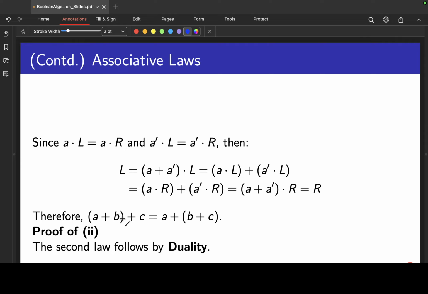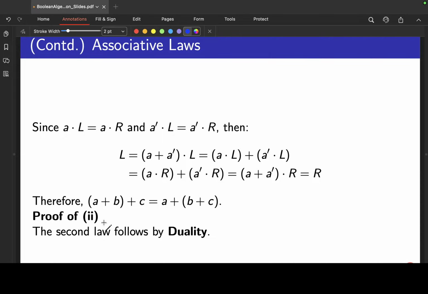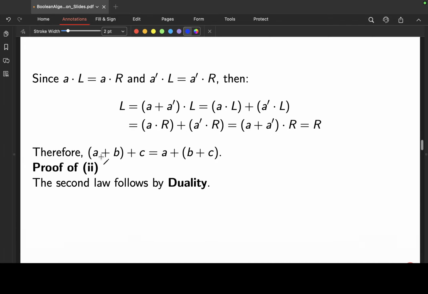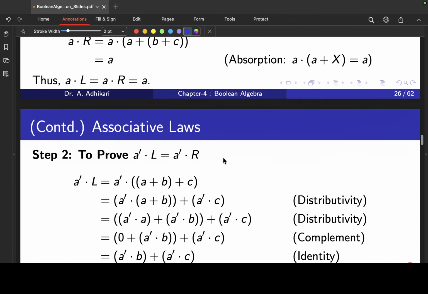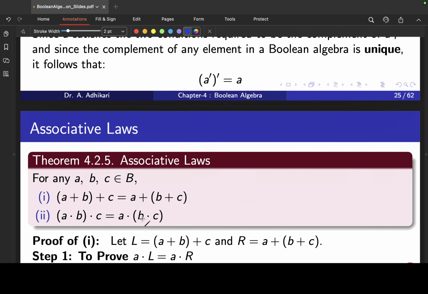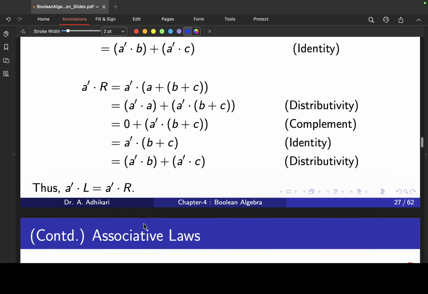Therefore (A plus B) plus C equals A plus (B plus C). And for the second law, number 2, applying the principle of duality, we get (A dot B) dot C equals A dot (B dot C). This is the second proof.